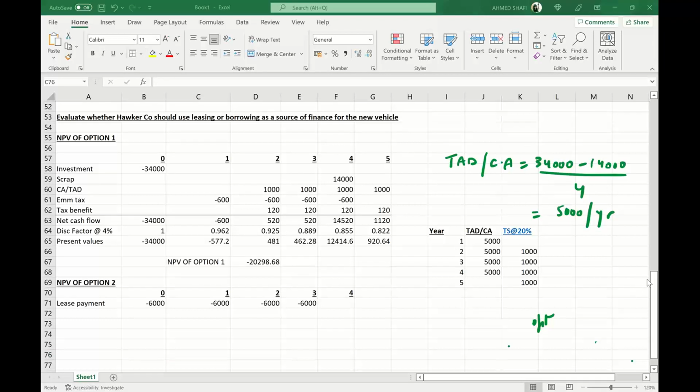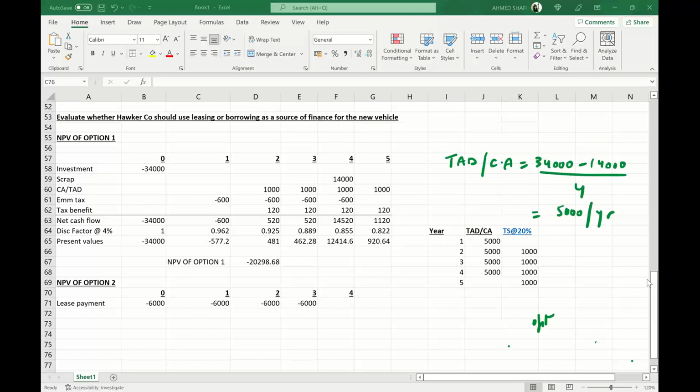If the question states lease payments are 6,000 per year and paid at the end of each year, you should record in year 1, year 2, year 3, year 4, because end of each year means record normally. Year 1 lease payment in year 1, year 2 lease payment in year 2, year 3 lease payment in year 3, and year 4 lease payment in year 4.